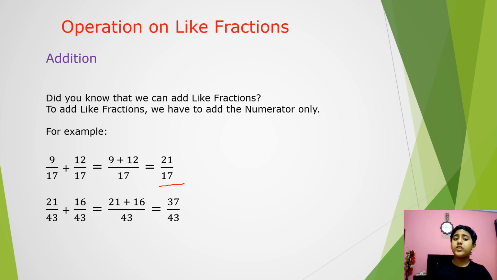21 by 43 plus 16 by 43 is equal to 21 plus 16 by 43, which is equal to 37 by 43. To add like fractions, we have to add the numerator only. Moving on to the next slide.